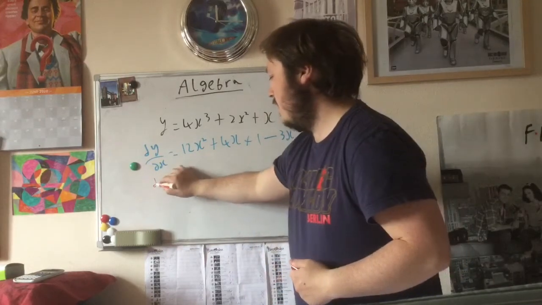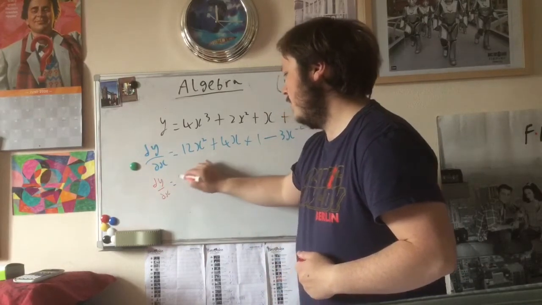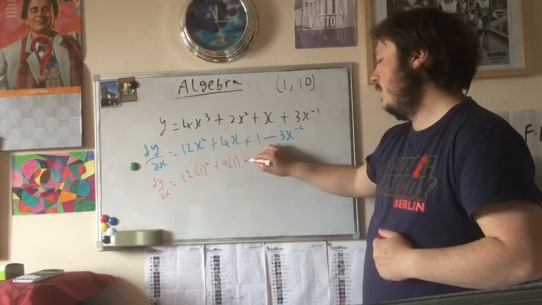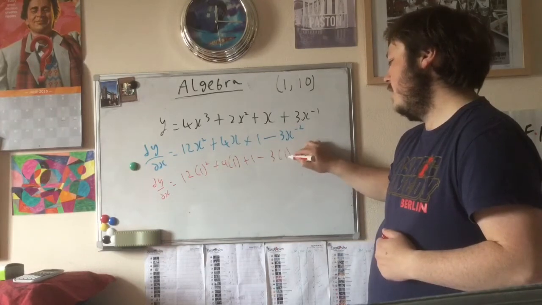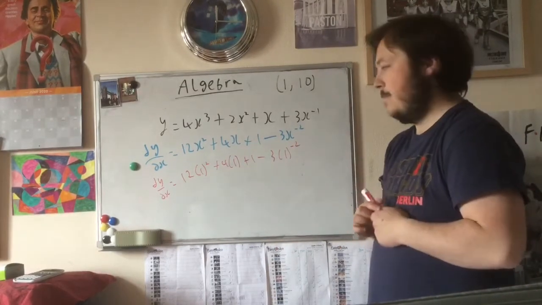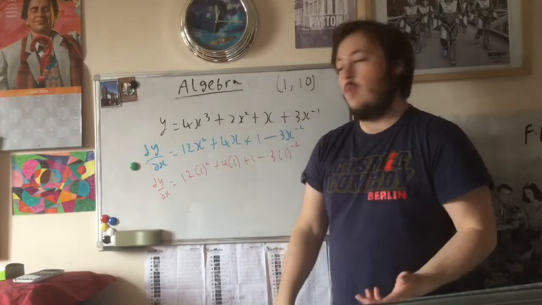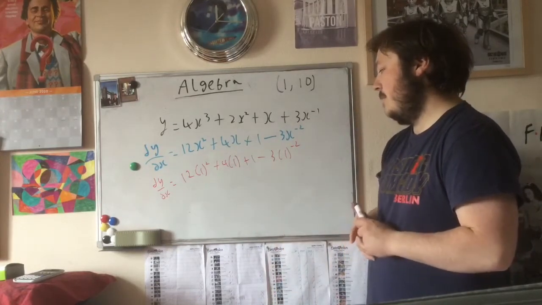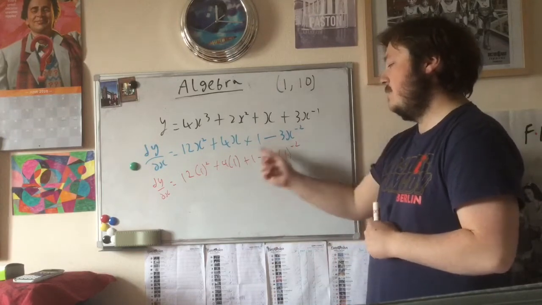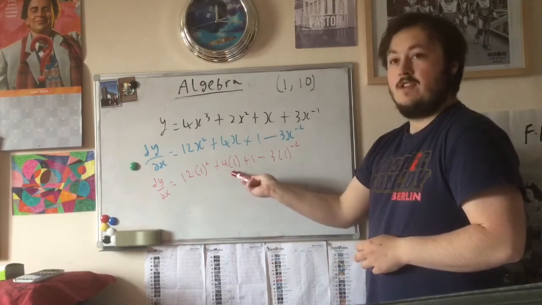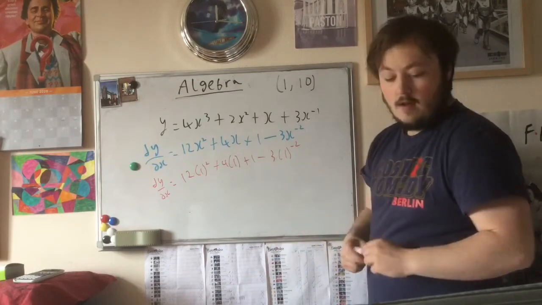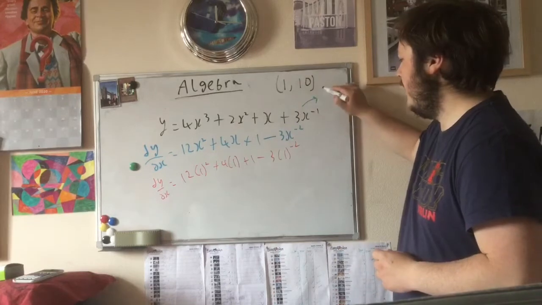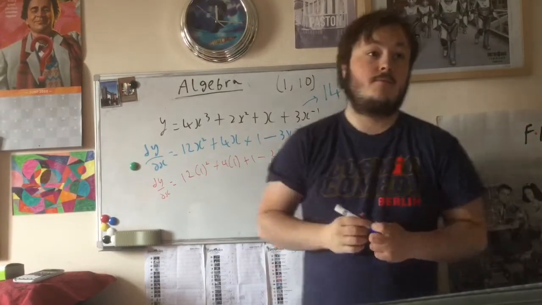So I'm going to write this down here: dy over dx equals 12(1 squared) plus 4(1) plus 1 minus 3 times 1 to the power of negative 2. So 12 times 1 squared is just 12, 4 times 1 is 4, plus 1, and 3 times 1 is 3, so that becomes negative 3. 12 plus 4 is 16, add 1 is 17, minus 3. The gradient of this equation is 14.